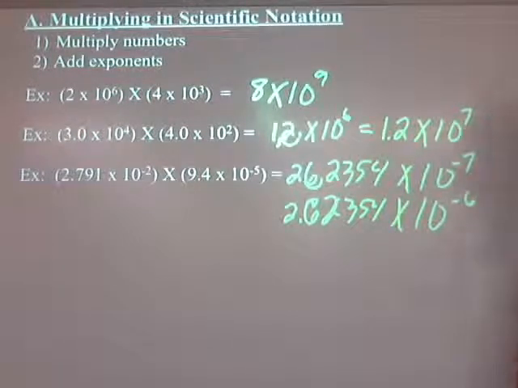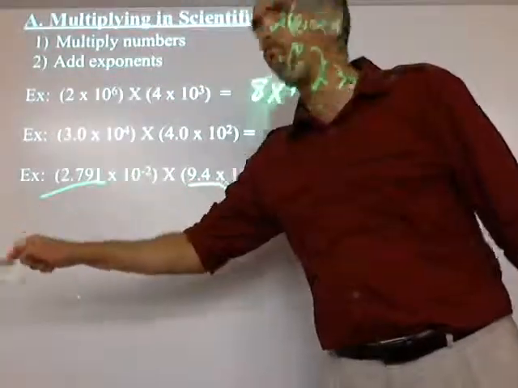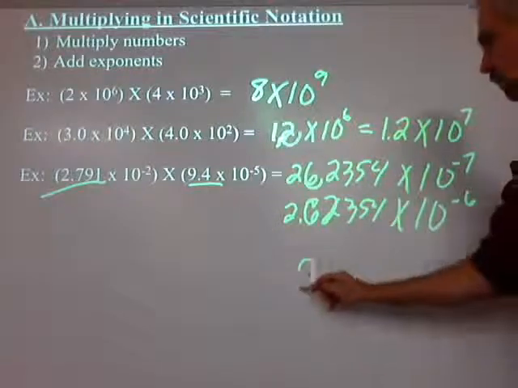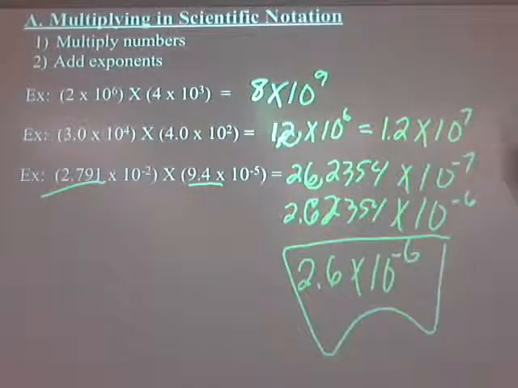Significant figures. I've got 2 there, I've got 4 there, least number is 2, so 2.6 times 10 to the negative 6 is the final answer. Craziness.